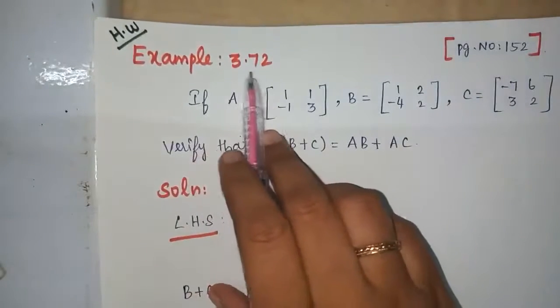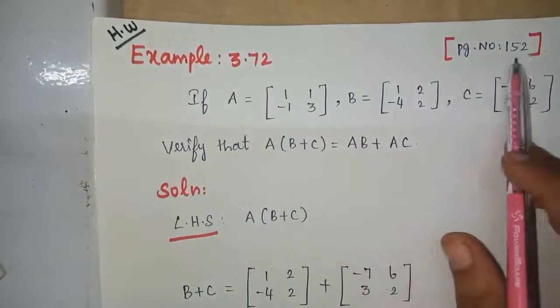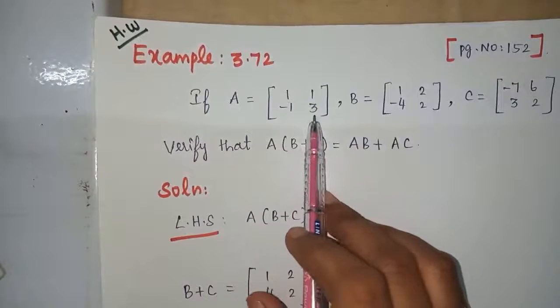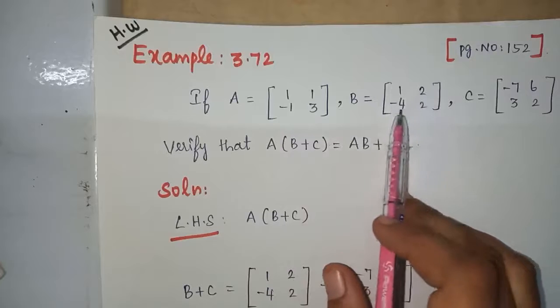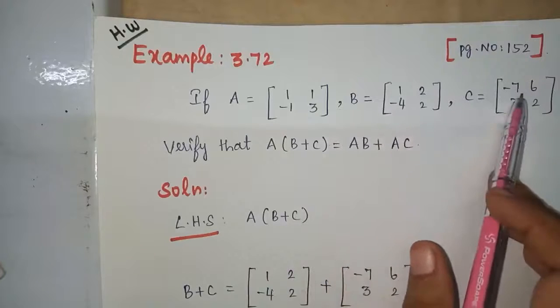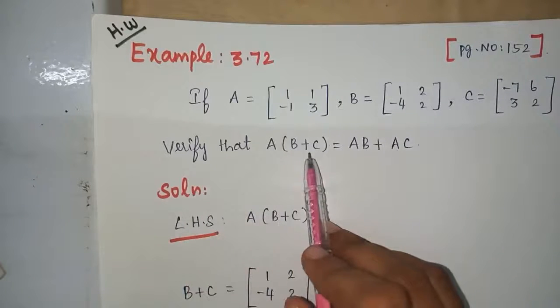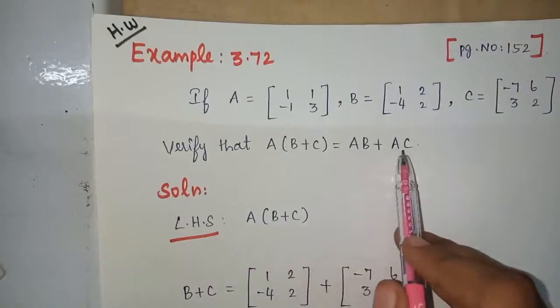Example 3.72 is your homework problem. This belongs to page number 152. If A is equal to [1, 1; -1, 3], B is equal to [1, 2; -4, 2], C is equal to [-7, 6; 3, 2]. Verify that A into B plus C is equal to AB plus AC.